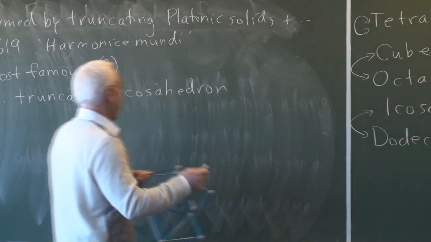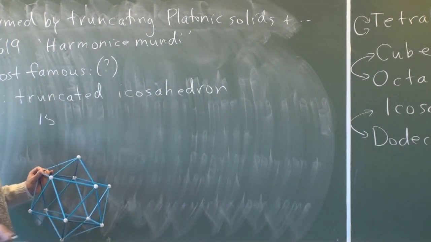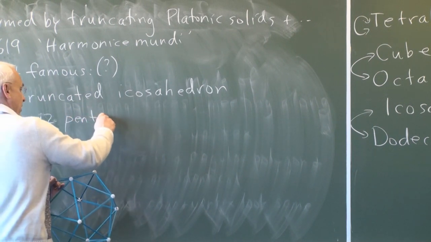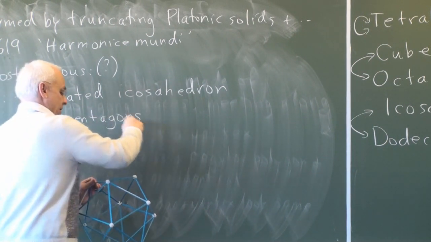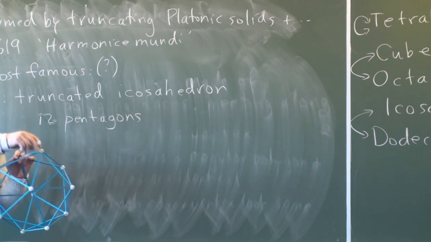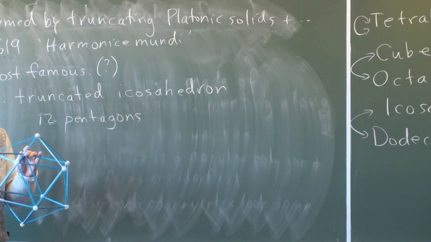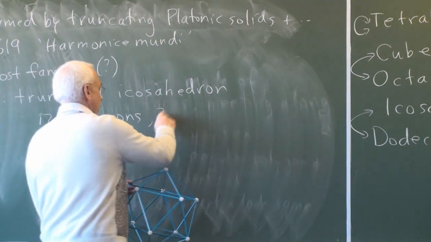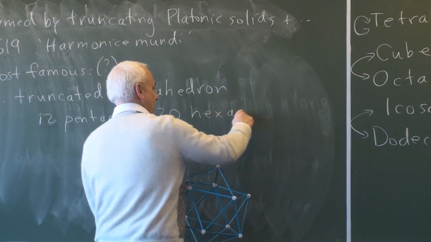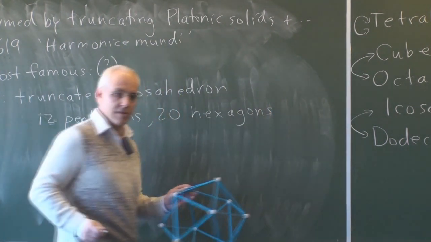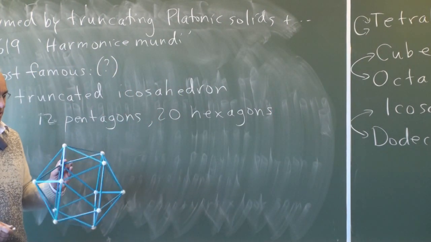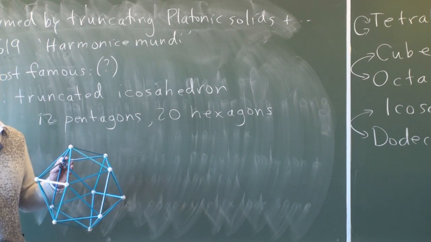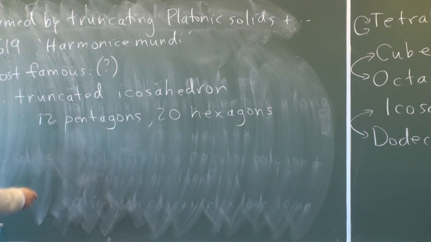So we get a shape with 12 pentagons, one for each of the vertices of the icosahedron, and 20 hexagons, one for each of the triangular faces of the icosahedron. So this is a soccer ball.